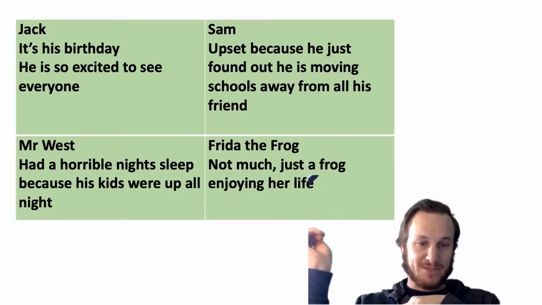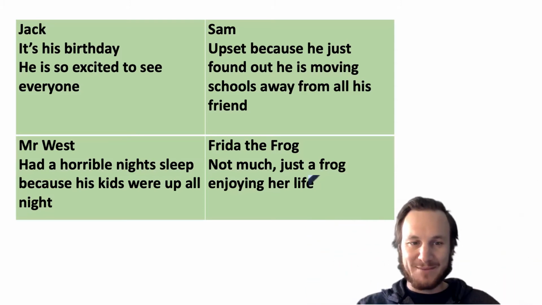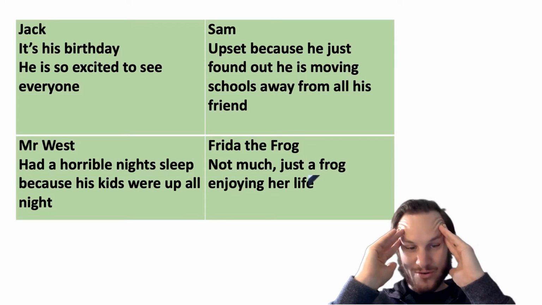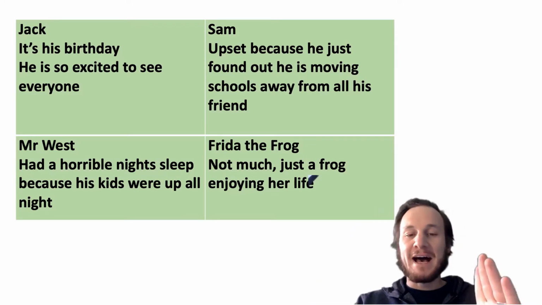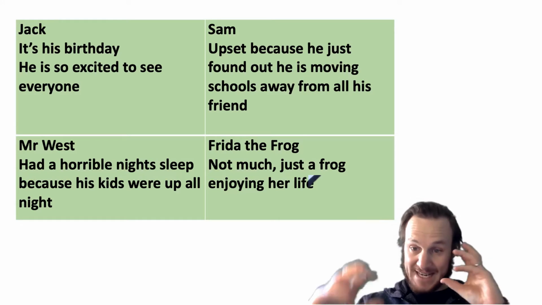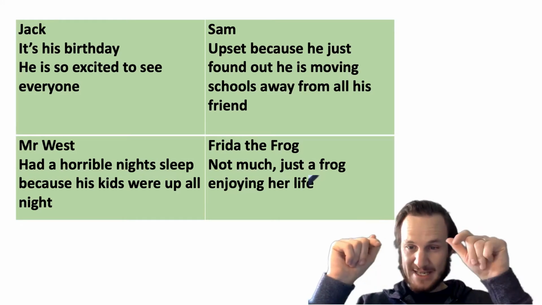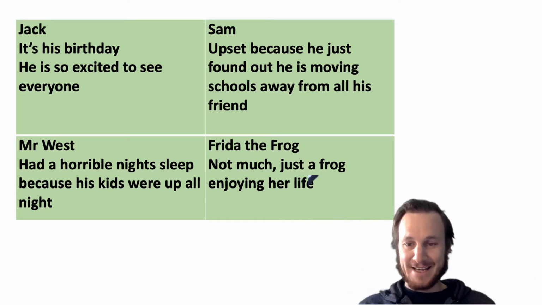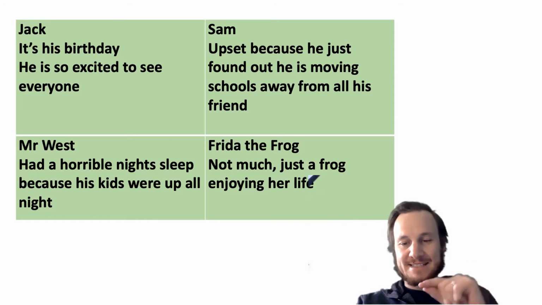Our third character, the teacher, Mr. West, had a horrible night's sleep because his kids kept him up all night and he is so tired. So tired. I can't relate to that at all. So everything he does is based around the idea that he's super tired. And then we just thought we'd throw in someone else. There's a pet frog that sits in a tank, Frida the frog. At some point, she's just hanging out, just a frog enjoying her life, just having fun. Her tank's going to get broken.